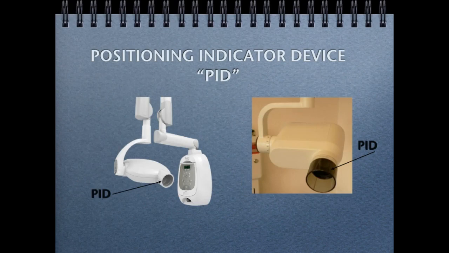Now let's look at a particular area on the dental X-ray unit. It's part of the tube housing and it's called the PID, the Positioning Indicator Device. And this PID is like the lens of an old-fashioned camera in that you need to focus it and position it in just the right position to get a clear diagnostic image.